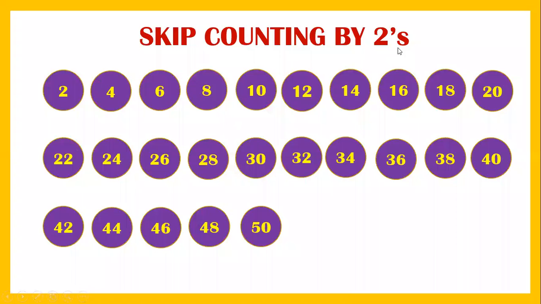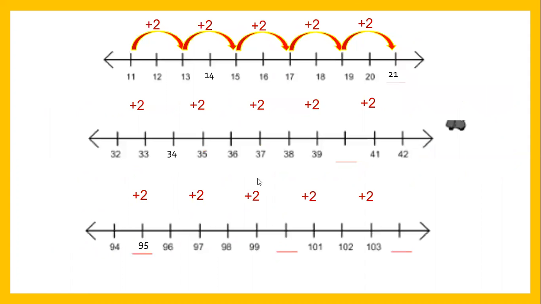Skip counting by twos. Everybody: 2, 4, 6, 8, 10, 12, 14, 16, 18, 20, 22, 24, 26, 28, 30, 32, 34, 36, 38, 40, 42, 44, 46, 48, 50. So yesterday we learned how to skip count by twos from number 2 to number 50. I also explained how to count by twos.